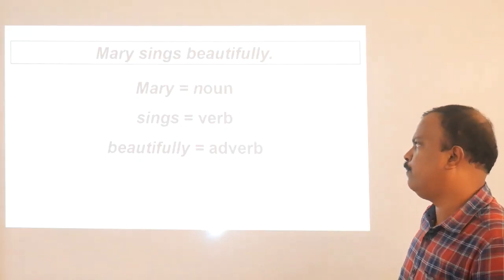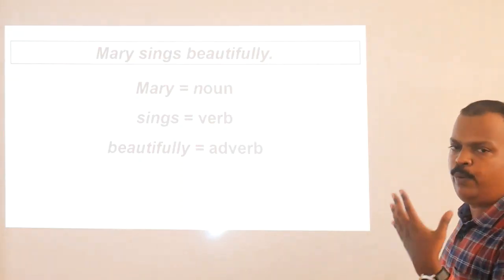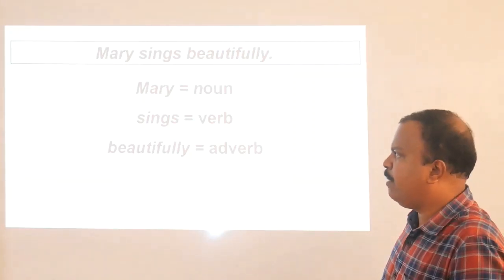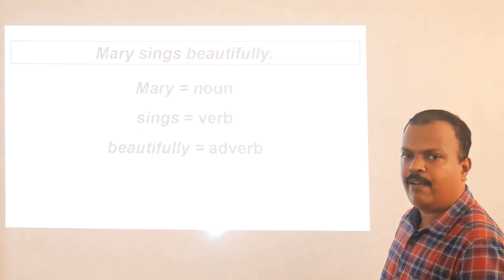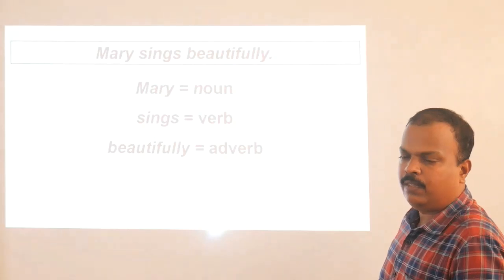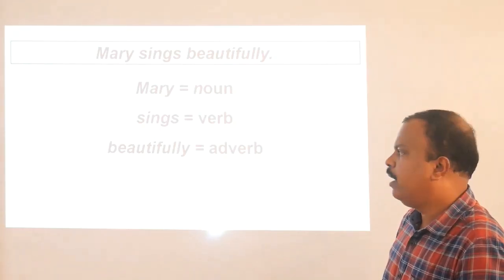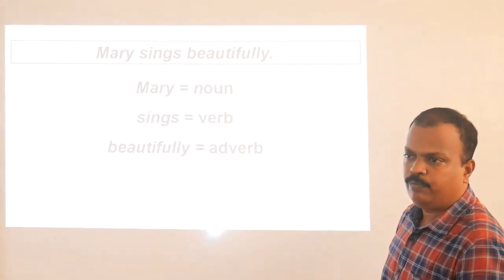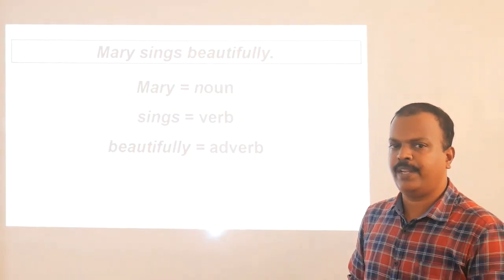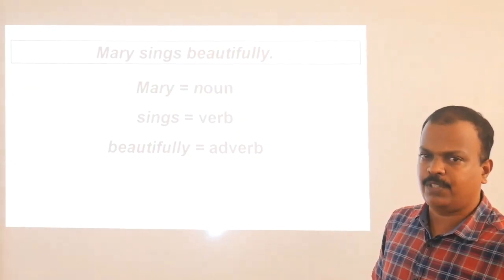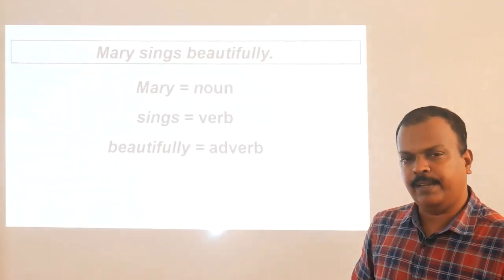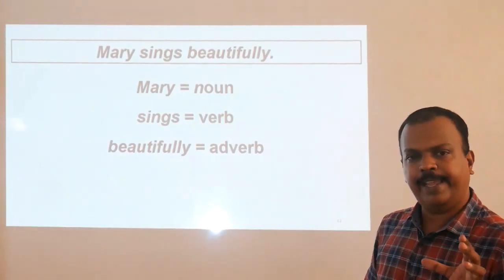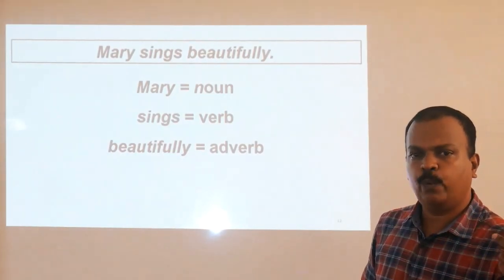Mary sings beautifully. Three words. Mary is a noun. What kind of a noun? A proper noun. It's a given name as well. Sings, again we have the suffix s added to the verb sing. So sings is a verb, and beautifully is an adverb. Why is beautifully an adverb? So remember that sentence, the old man sitting and waiting under the tree. He was waiting for his son to arrive. How was he waiting? What was the manner of his waiting? He was waiting patiently. So patiently was describing the verb waiting.